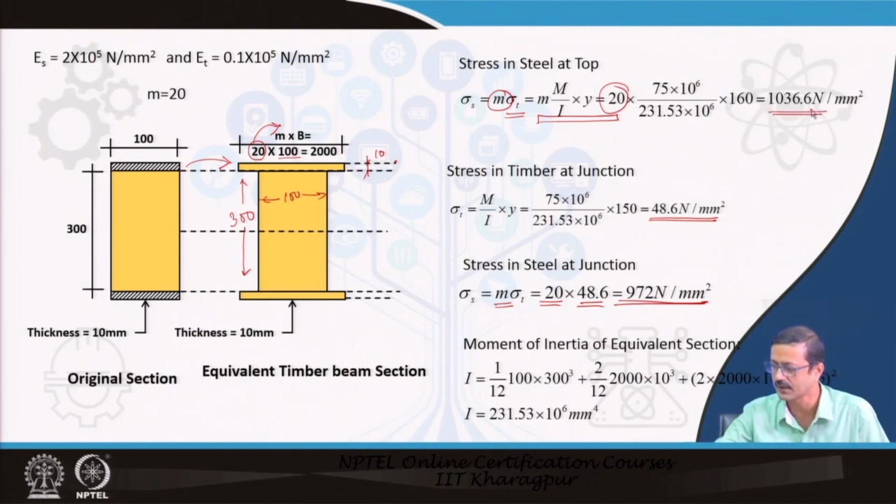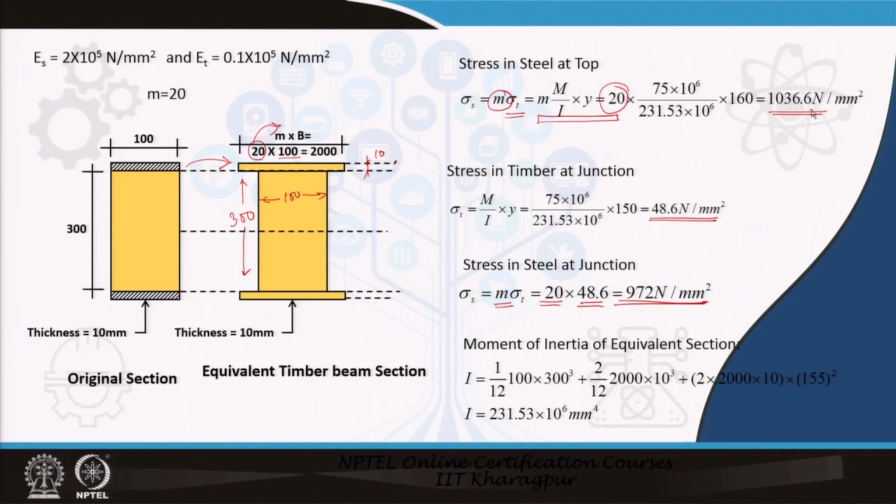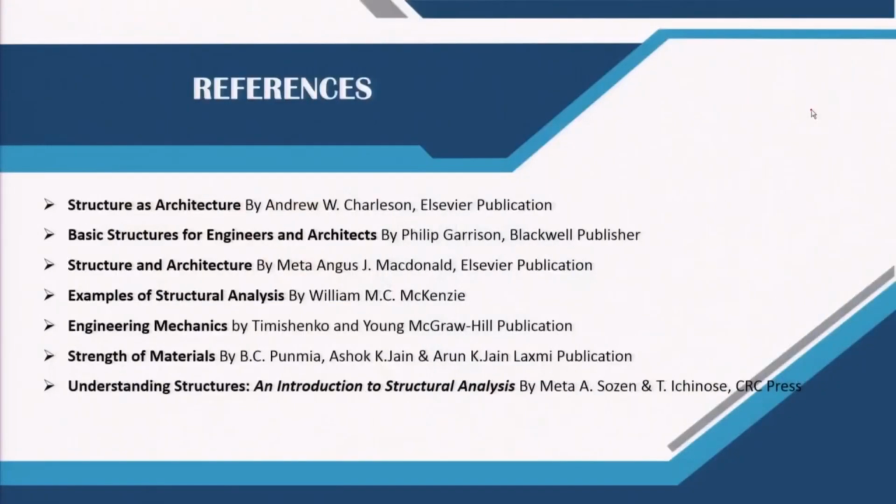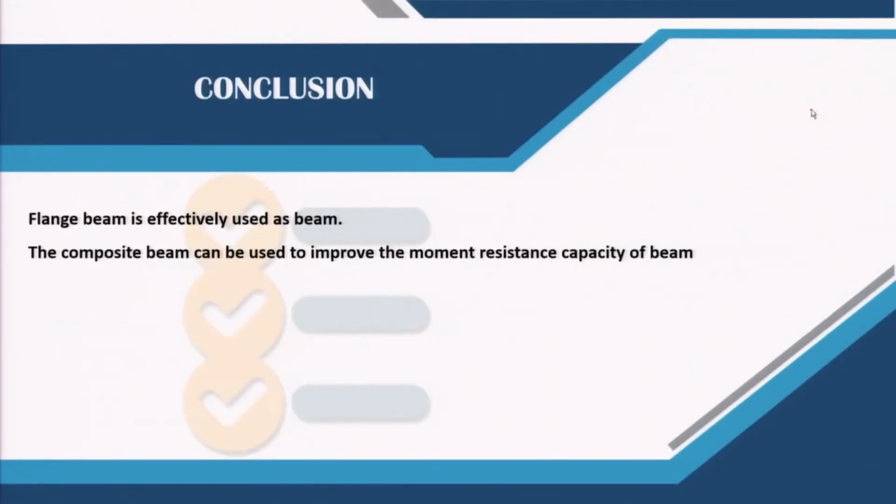So, like that you can find out the stresses for different portions of a composite section, which will be important for your RCC design. Of course, RCC design is not included in our course. So, I have taken the reference of the following books. The flanged beam is effectively used as a beam section, which is very important and very effective, and the composite beam can be used to improve the moment of resistance capacity of the beam.